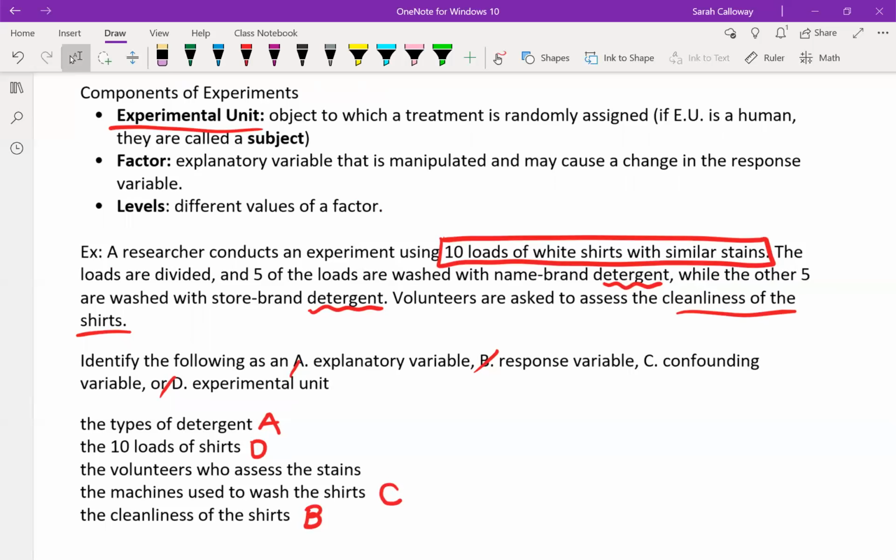The other two things are factors and levels. A factor is an explanatory variable that is manipulated and may cause a change in the response variable. So the factor is what we're manipulating. The level is the different values of the factor. So it's essentially the manipulations. So let's look at an example that describes that.